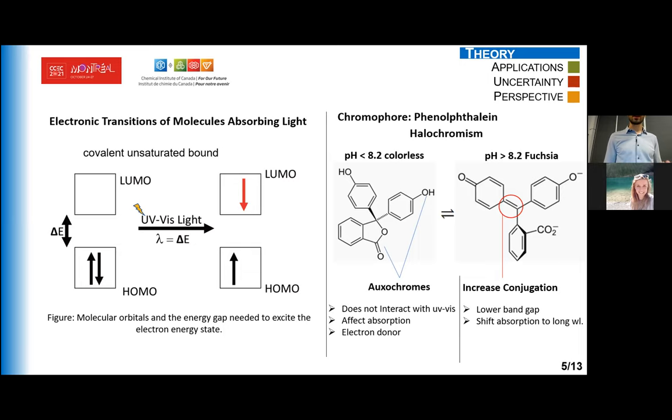Here we can see... Sorry, Fellipy. Seu rosto não está aparecendo na apresentação. Okay. All right. Thank you.